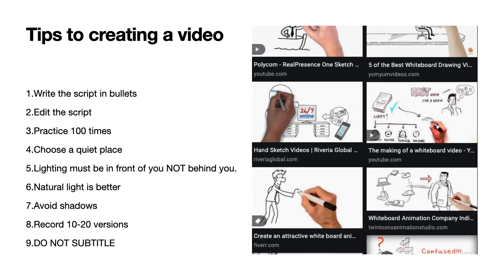First, write the bullet points of the story. Second, expand on them and create a full script. Third, practice the script at least 100 times. Fourth, choose a quiet place and do a few audio recordings. Once you're happy with the audio recordings, then choose a place that's well lit, that has natural sunlight, and where there's no shadows that are cast on your person when you're taping. Record about 10 to 20 times, and do not use subtitles when you're doing the video editing.